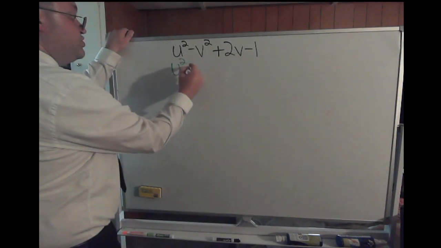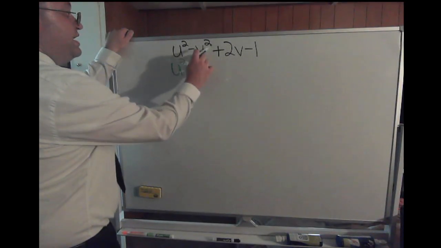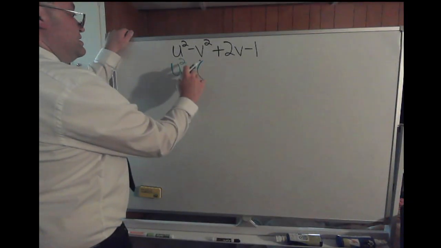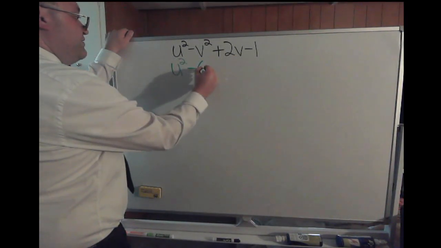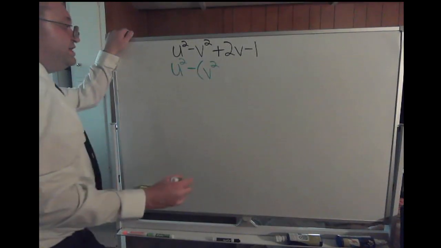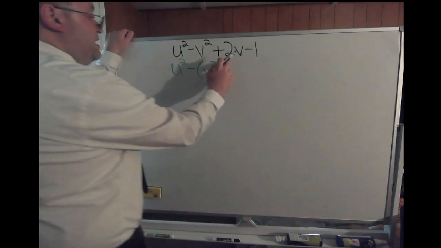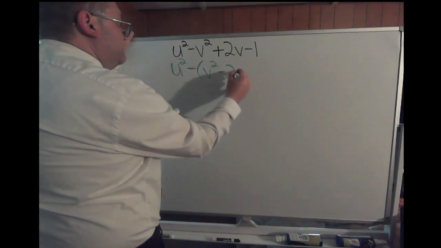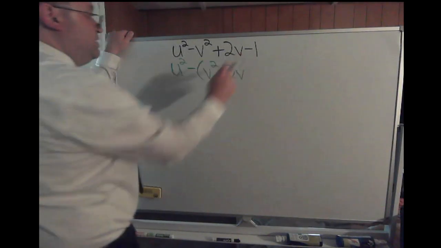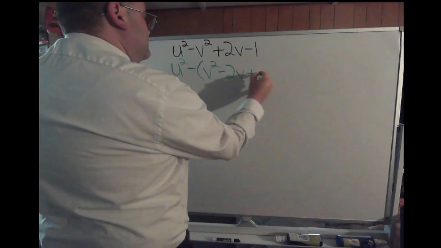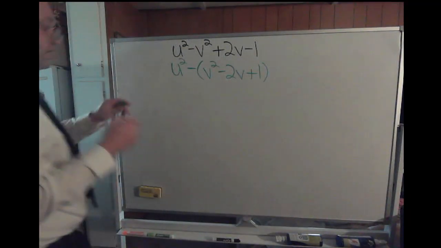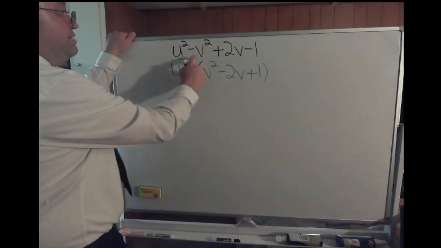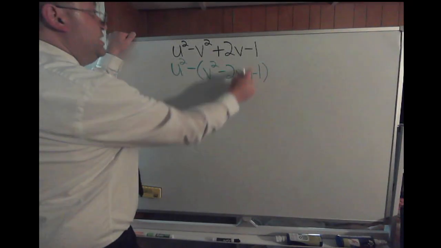Now distribute out your negative. Take your negative 1 out. Factor out a negative 1. If you do that, to get negative v squared, you would have to have a positive v squared. You'd have v squared. Negative 1 times what equals positive 2v? That'd be negative 2v. Negative 1 times what equals negative 1? That'd be positive 1. Right, and if you distribute that negative out, you're back to the original. You would get minus v squared plus 2v minus 1.